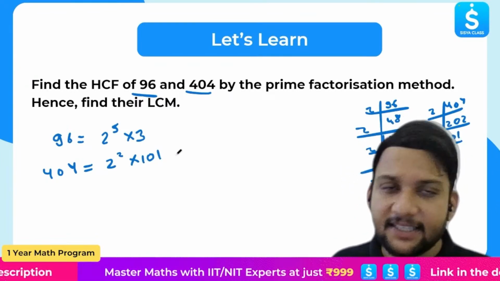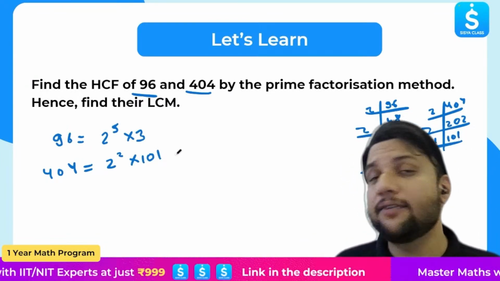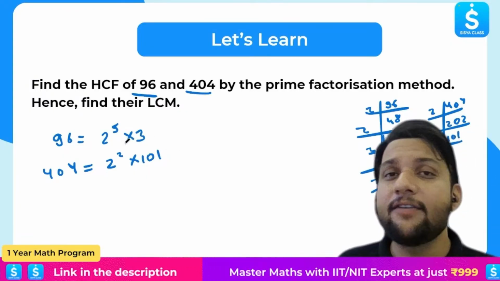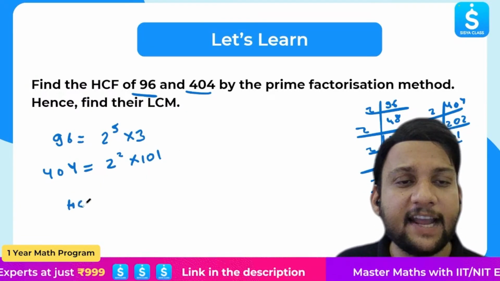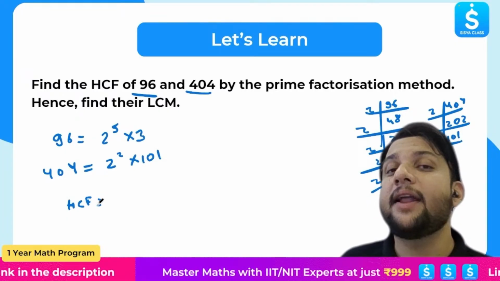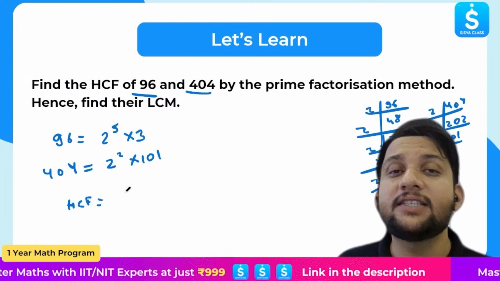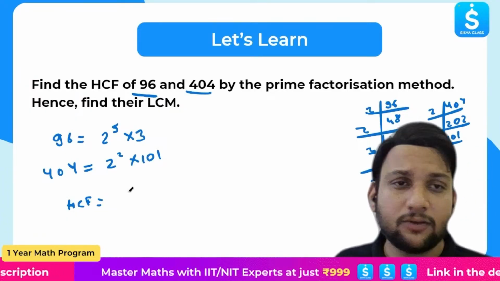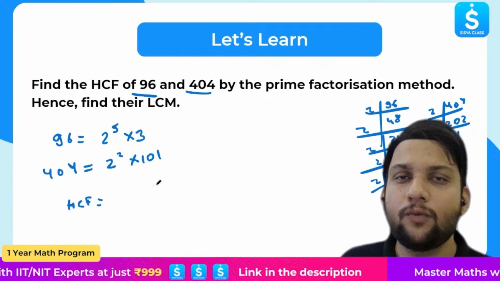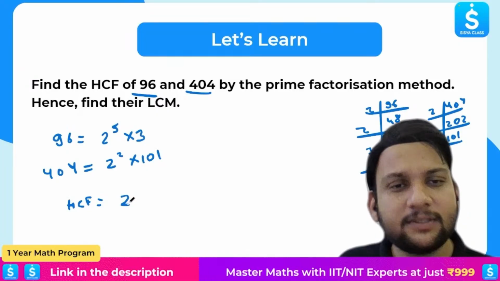Yes or no? Before finding HCF or LCM, we will first do prime factorization, and I will write it in this exponent form. Okay. Now, how do I find HCF? If you remember, whenever we have to find HCF, we have to consider only and only the common prime factors. So, what is common between 2, 3, 2, 2, 101? I hope everyone knows that this is 2.